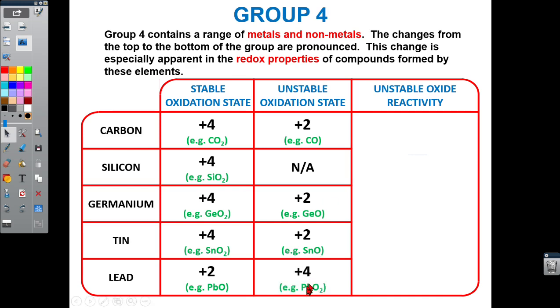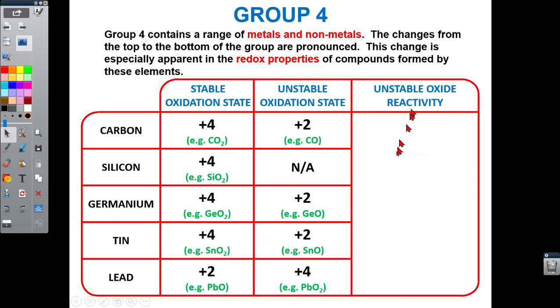And for lead, the unstable oxidation state this time is lead 4 oxide. So PbO2 is a lead oxide compound that does exist, but it's unstable and quite reactive. So towards the top of group 4 then, the stable oxidation state is +4, and for the bottom of group 4, the stable oxidation state is going to be +2. However, we're not that interested in these stable oxides. We're more interested in the unstable oxides because these are the ones that tend to react.